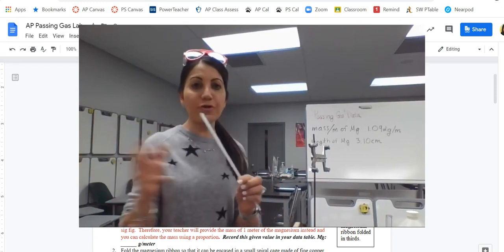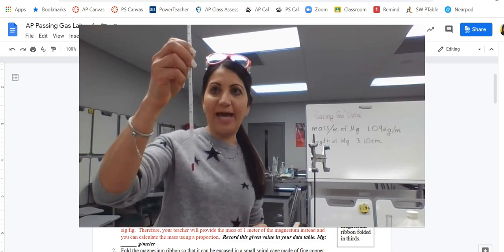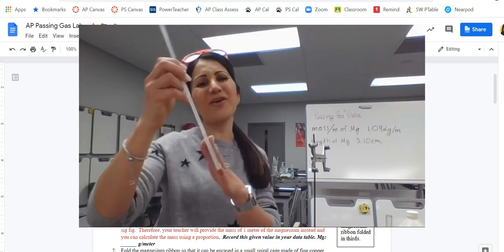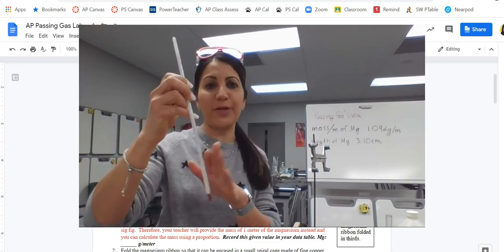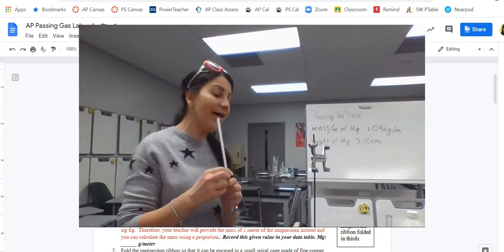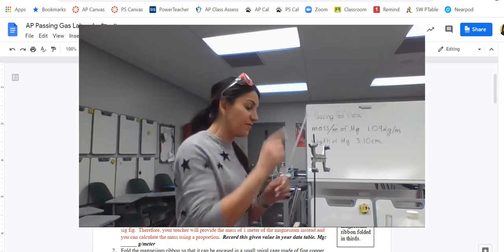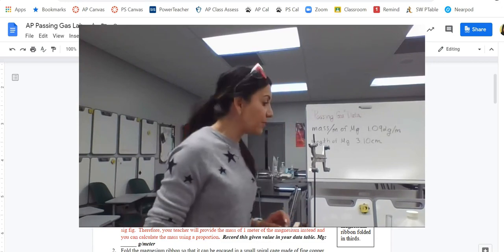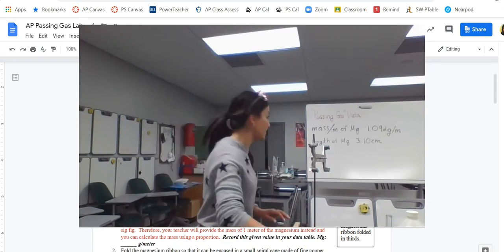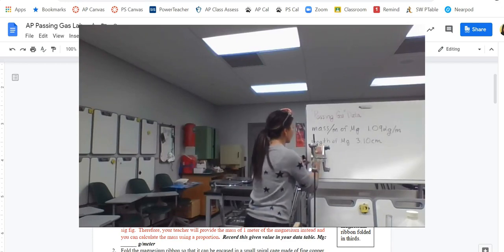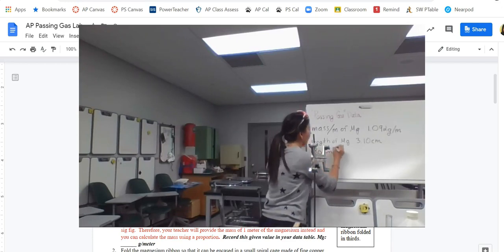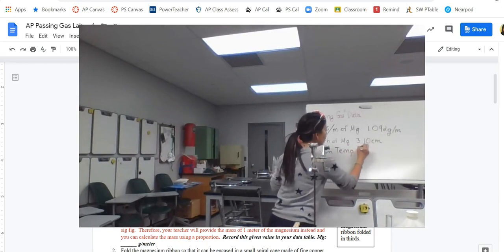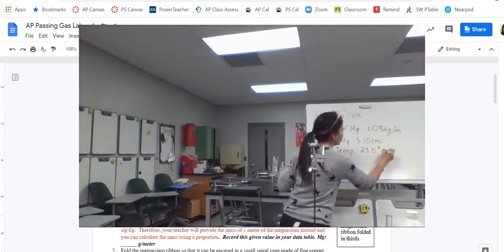All right, temperature of the room we also need. I have a thermometer for that. These are alcohol based, they're not even mercury, and so sometimes we get a little bit of error with that. But the room temperature, I looked at a few different ones, and we are going to say that this room temperature is 23.0 degrees Celsius. So let's get that down. So the room temp is 23.0 degrees Celsius.